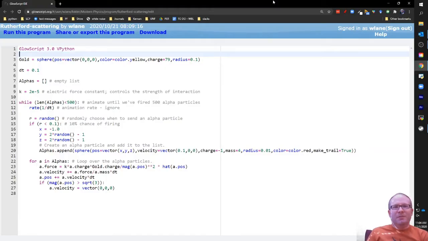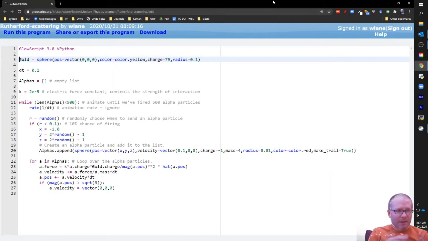So it's actually pretty simple to model Rutherford scattering. To model the classic experiment, we're going to start with gold. So we're going to create a gold nucleus. It's going to be a sphere. We're going to give it a charge of positive 79 because that is gold's atomic number. That's how many protons it has.